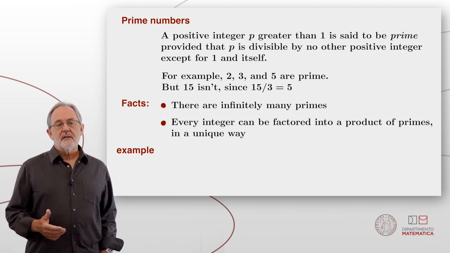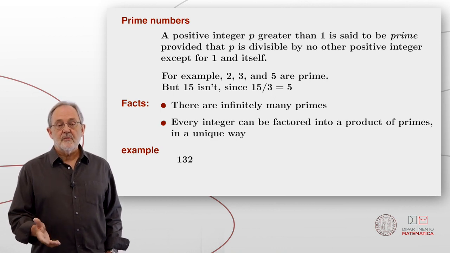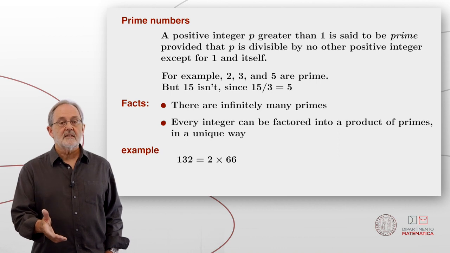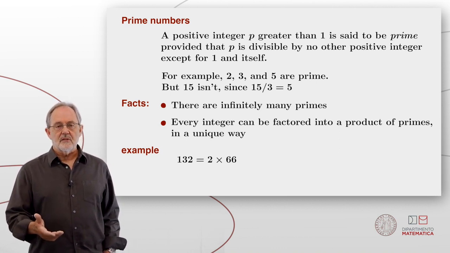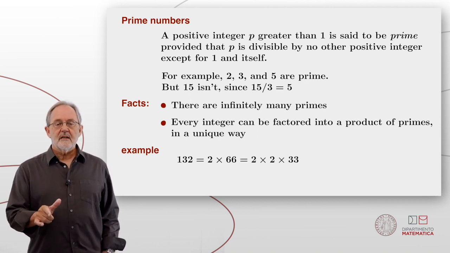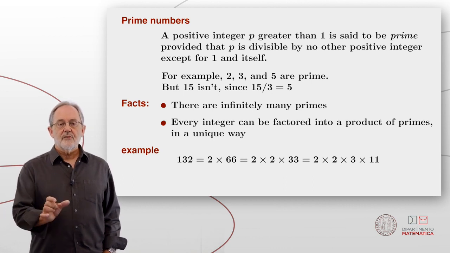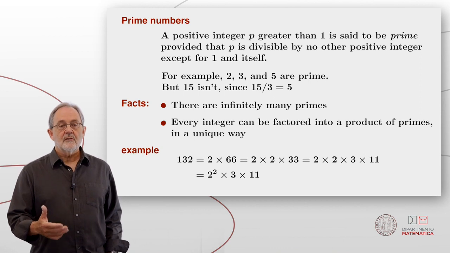Let's see how it works for the number 132. Obviously, that's not a prime number. It's divisible by 2. I factor out a 2 and I get a 66. In turn, the 66 produces another factor of 2. Is the 33 a prime number? No, it's equal to 3 times 11. And now every factor I have there is prime. So this is the prime factorization of the number 132.